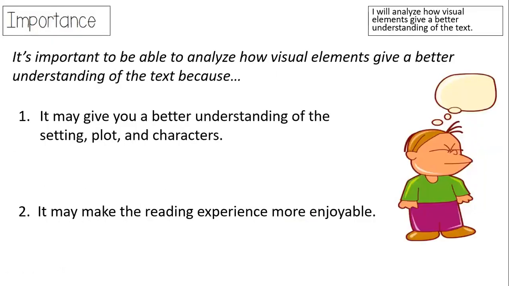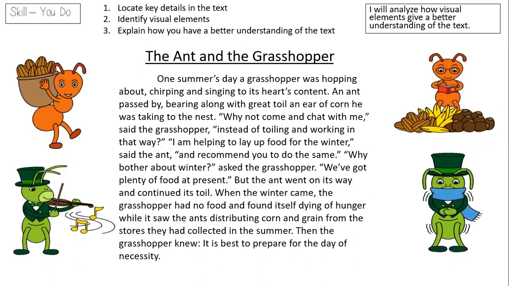So it's important to be able to analyze how visual elements give a better understanding of the text because one, it may give you a better understanding of the setting, the plot, and the characters. And number two, it may make the reading experience more enjoyable. So the visual text helps you. So it's not just a bunch of words on a page. You can see pictures or different things that can help you visualize the text.